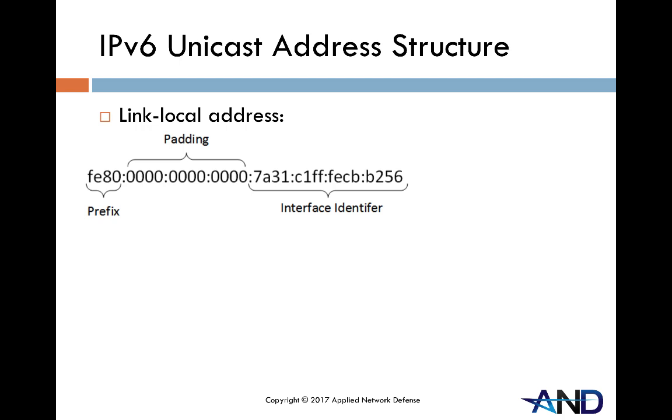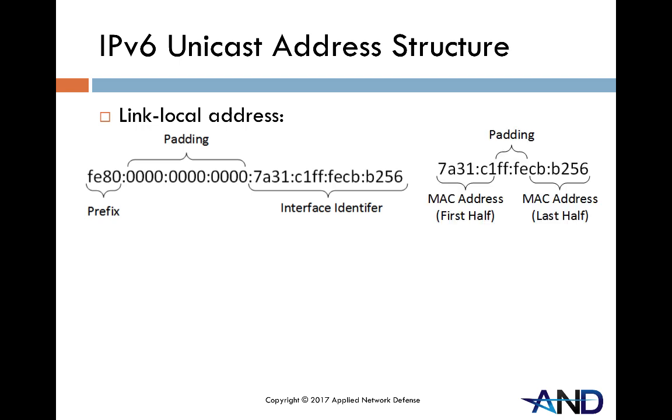Now, on Ethernet networks, this generally can be based on the MAC address of the interface. And we have an example of that here. Now, keep in mind that a MAC address is only 48 bits, but you have to fill up a 64-bit space. So to do this, there's a little bit of a process that's involved. The MAC address is actually cut in half, and the hex value FFFE is added between each half as padding to create a unique identifier.